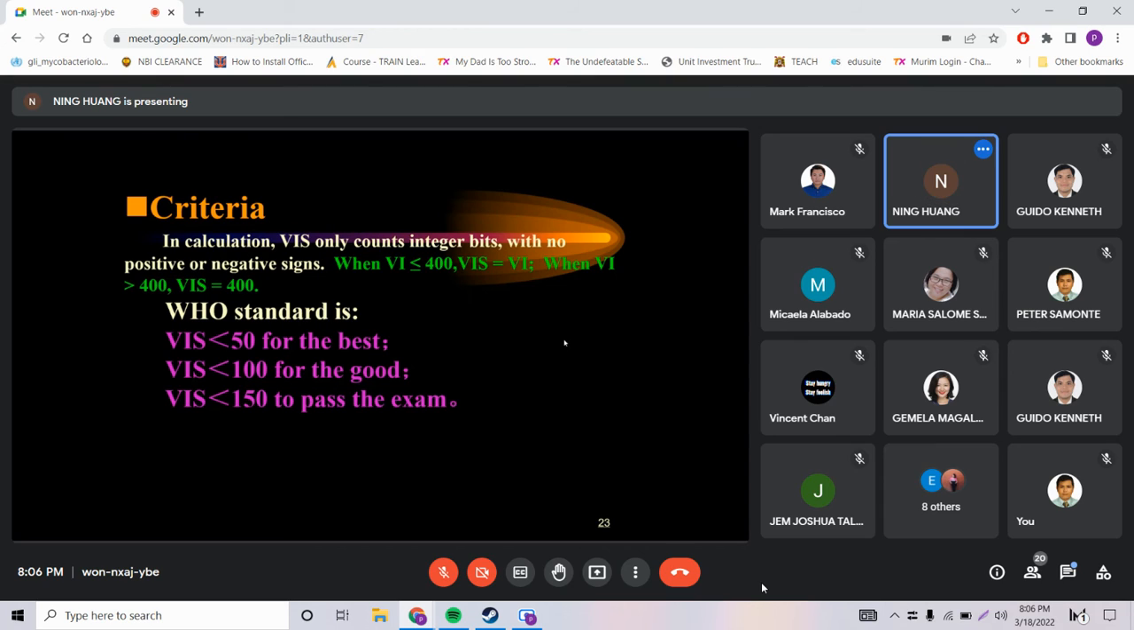Then the criteria. In calculation, VIS only counts integer bits with no positive or negative signs. When V1 is smaller than or equal to 400, VIS equals VI. When VI is larger than 400, VIS equals 400. The WHO standard is VIS smaller than 50 for the best, VIS smaller than 100 for good, and VIS smaller than 150 to pass the exam.